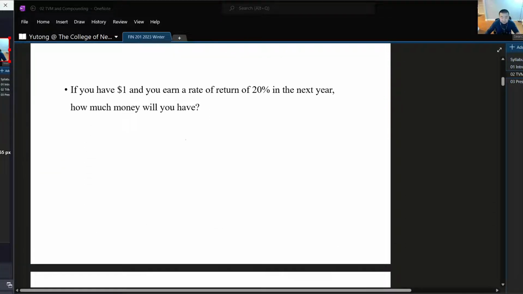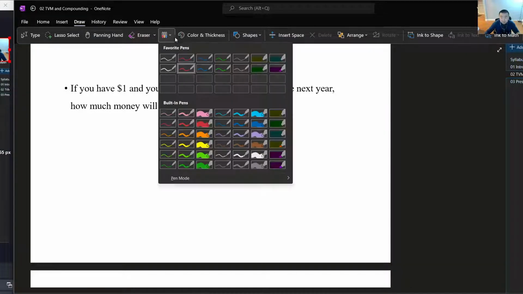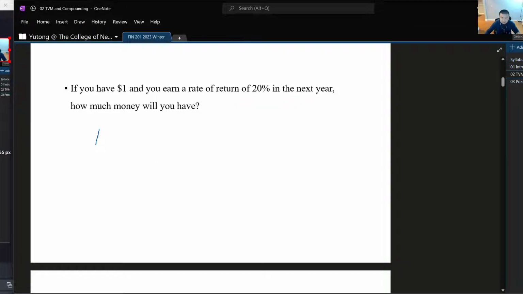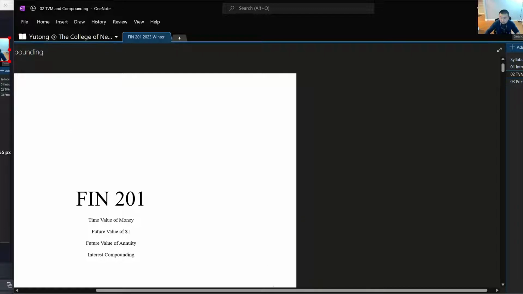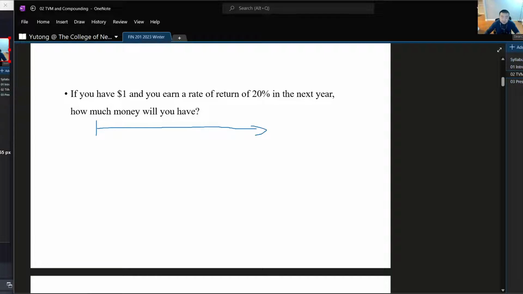So first things first, let's try to answer this question. If you have a dollar and you can earn a rate of return of 20% in the next year, how much money will you have a year later? So we need a timeline, right? So like this, from time 0 to time 1. We begin with investing your $1 and you're gonna get a 20% return here. So in the end, how much money are you gonna have?